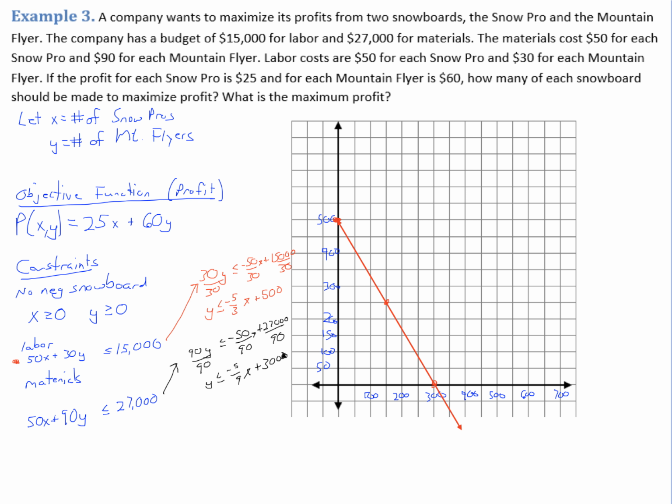And now let's graph our black line here having to do with materials. So we have 300 as our y-intercept, and then we can go down 5, right 9. 1, 2, 3, 4, 5. 1, 2, 3, 4, 5, 6, 7, 8, 9. So right there. So we can graph our line through there.